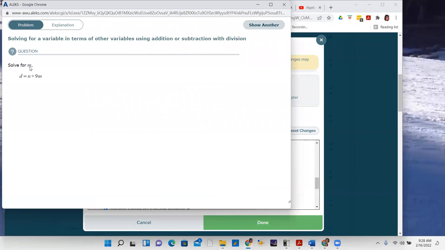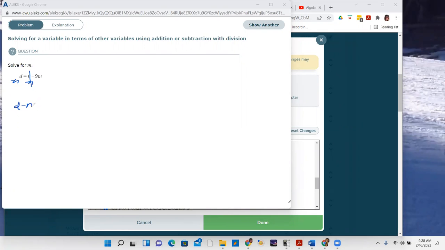Okay, solve for M. So these are just like we did before with numbers where there were two steps. You see that the M is multiplied by 9 first, and then N is added. So we want to undo that in reverse order. And the first thing we want to do is subtract the N from both sides.